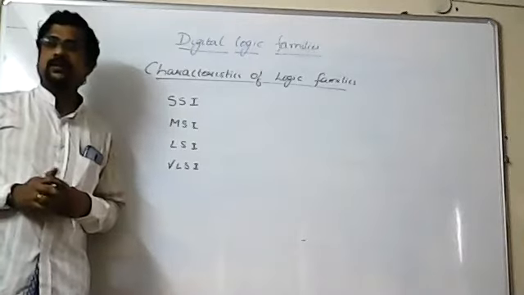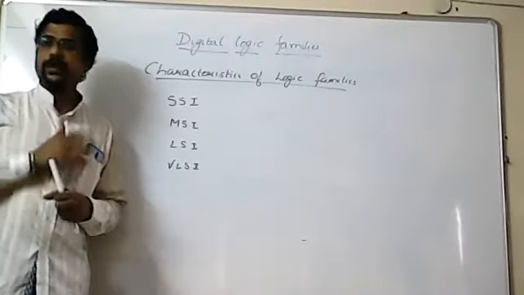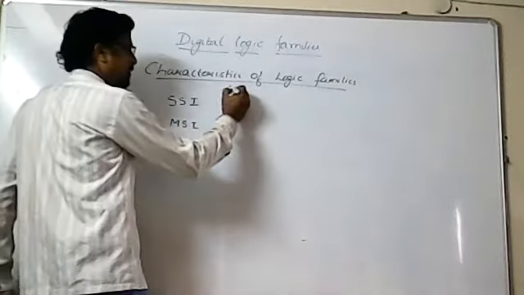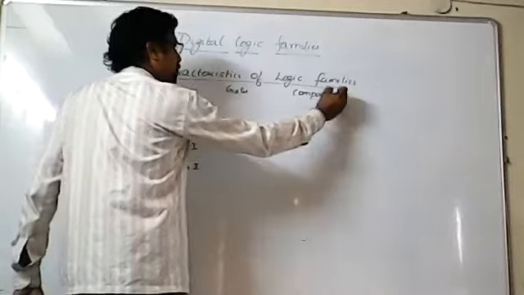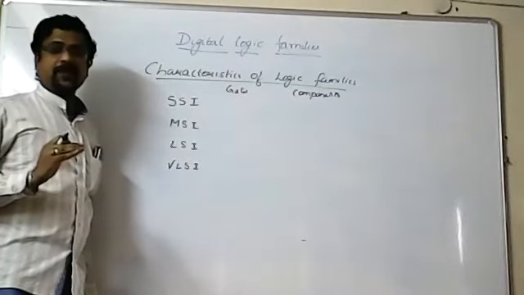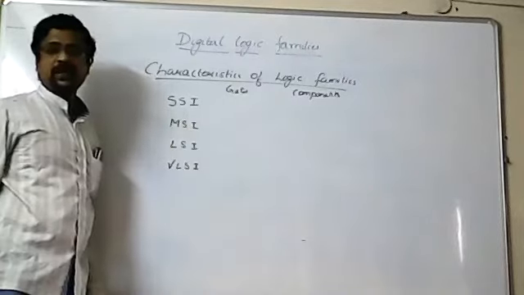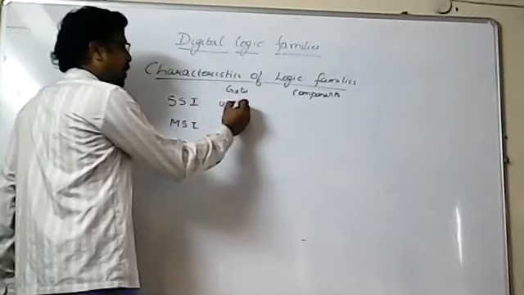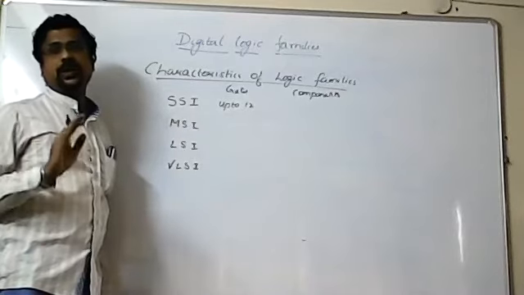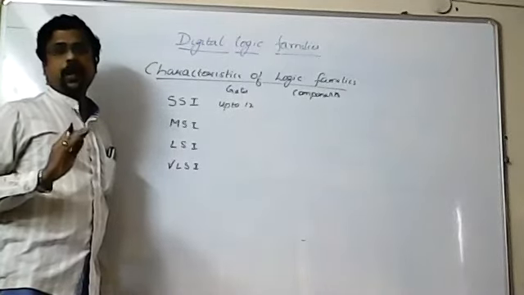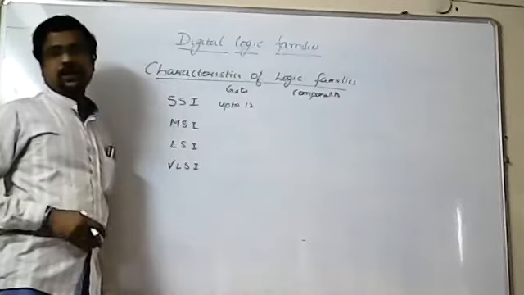So this integration defines how many gates must be used and how many components must be used. Here I will write gates, here I will write components. If I am designing my logic family or a digital IC using small scale integration, then it is allowed to design or fabricate a maximum of 12 logic gates, not more than 12. If you have up to 12 gates in your design, you can go for SSI.